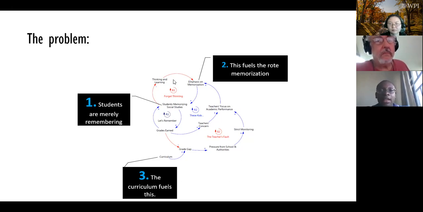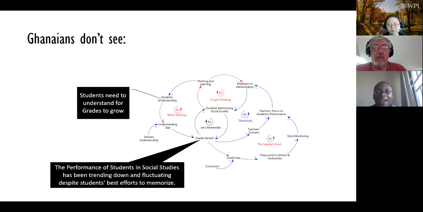So now for me, I also have a more expanded view of this problem. You see, I think that when students think less, they understand less. And when they understand less, it actually increases the gap between the desire they have to understand and how much they really understand. That will reduce the grades they earn in the long run.